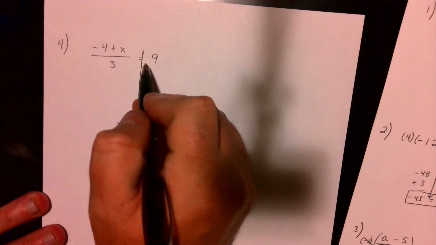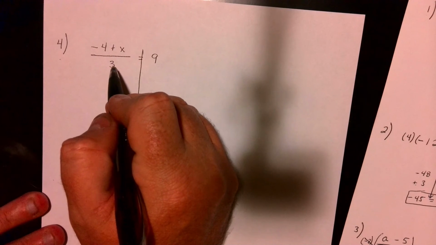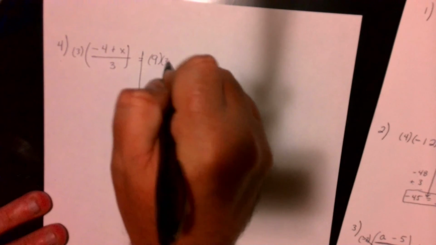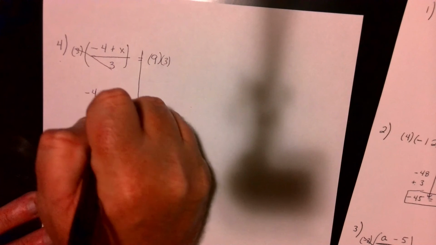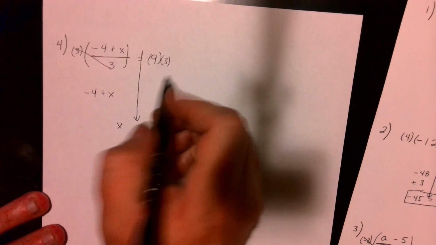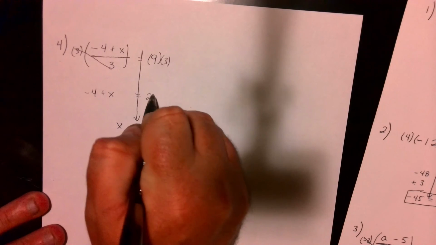And same thing, we start, what is the farthest thing away? 3. We're going to times by 3, times by 3. Those will cancel. So we are left with this on this side. And on the right side, 9 times 3 makes 27.